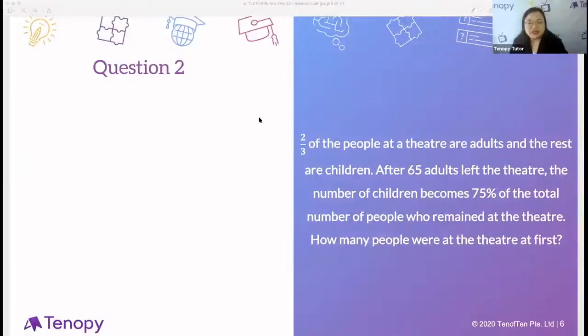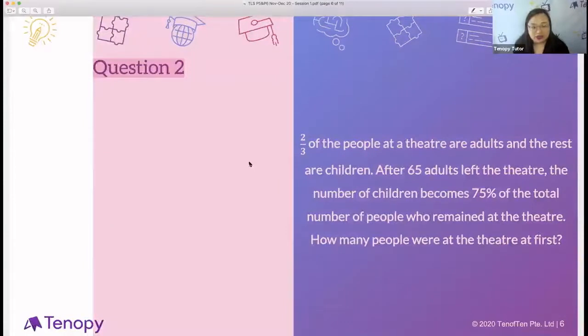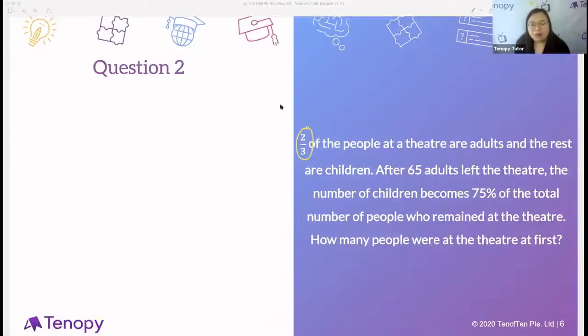Now, in this question, I combine fraction and percentage. Okay, so it combines the core topics that you need to learn in the upper primary. So let's take a read. Now, 2/3 of the people at a theater are adults. So same thing, always remember to highlight keywords. 2/3 is the key number that I need to know. 2/3 of the people at a theater are adults. So it tells me that 2 units is my adults. The rest of them are children, meaning this must be 1 unit.